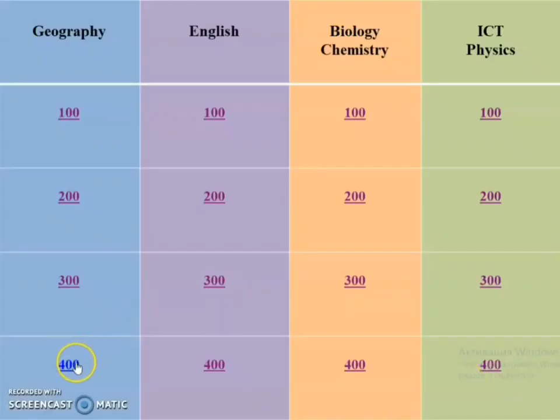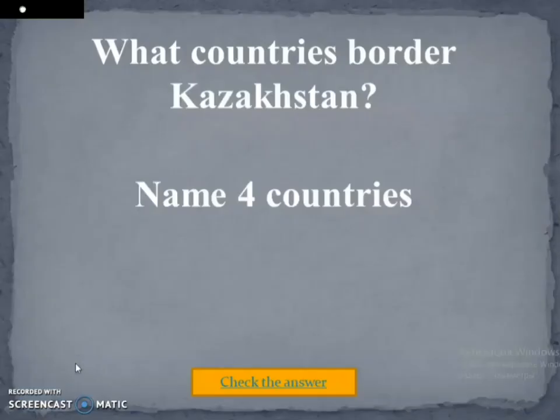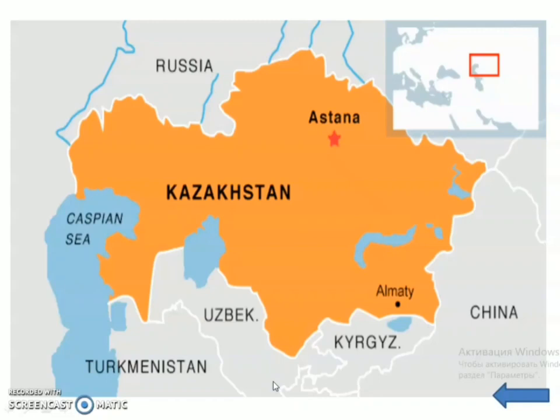And the last, geography 400. What countries border Kazakhstan? Name 4 countries. Kazakhstan shares borders with Uzbekistan, Kyrgyzstan, China, and Russia.